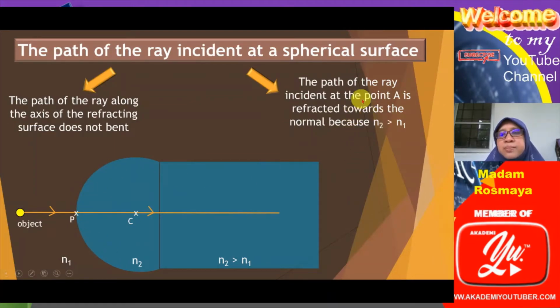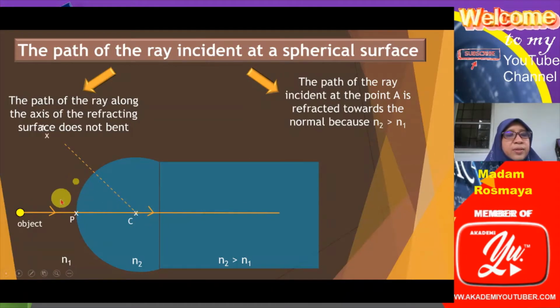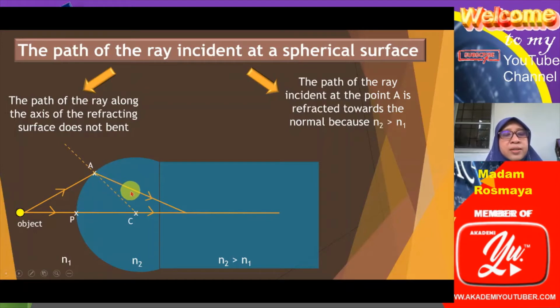Okay, so the ray will be refracted towards the normal, because the refractive index of medium 2 is larger than the refractive index of medium 1. Therefore, the incident ray will be refracted towards the normal. So first, we draw the normal line to the curve. To draw the normal line, the line must be drawn towards the center of the sphere. Let's call this point A. So when you draw the ray from the object towards A, it will refract after the curve, passing through the medium, so it will be refracted towards the normal.